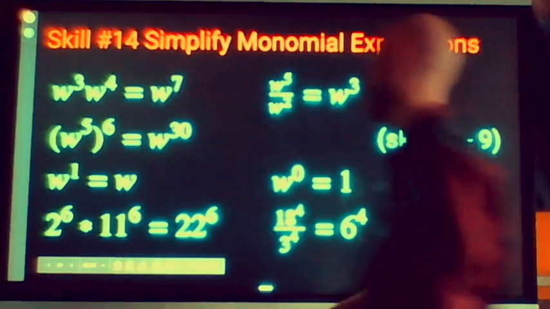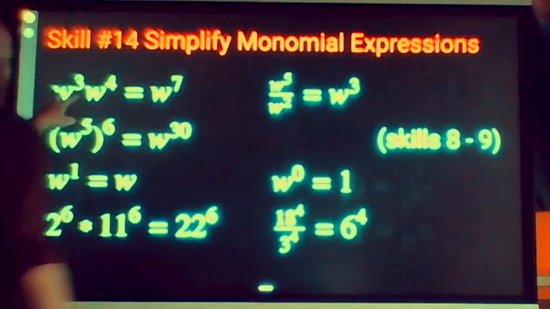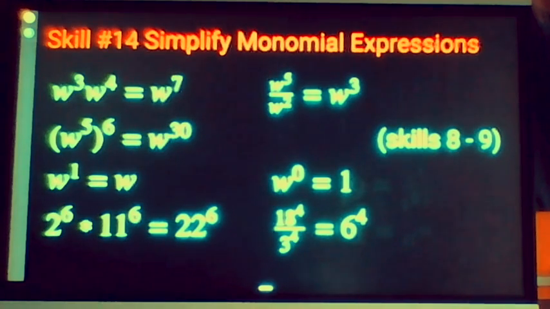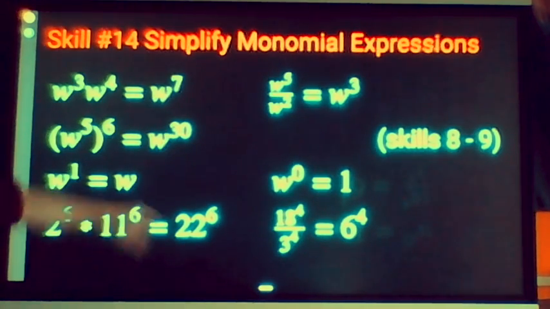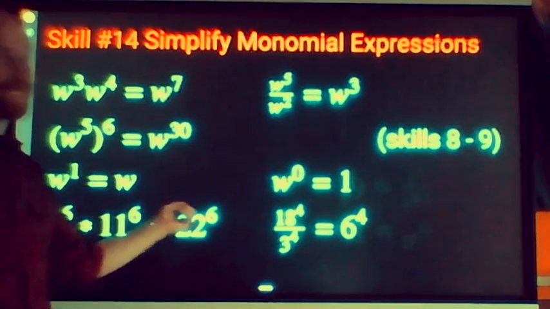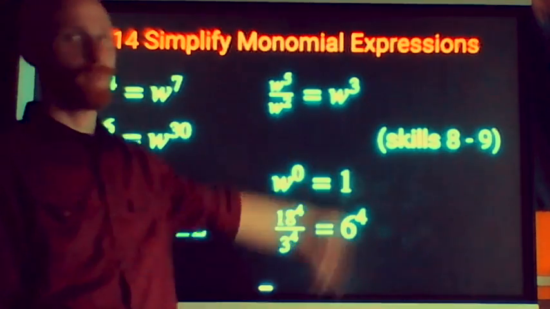Reminder, the main skills that we're going to use from 8 and 9: if we're multiplying, same bases, different exponents, keep the base, add the exponents. Power to a power, power inside of parentheses taken to a power outside of parentheses, we are multiplying the exponents, keep the base. Anything to the first power is itself. Different bases, same exponents, multiply the bases, keep the exponent. Anything to the 0 power equals 1.